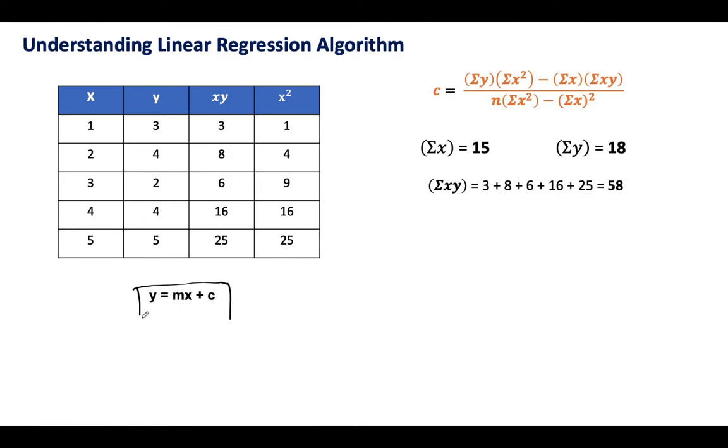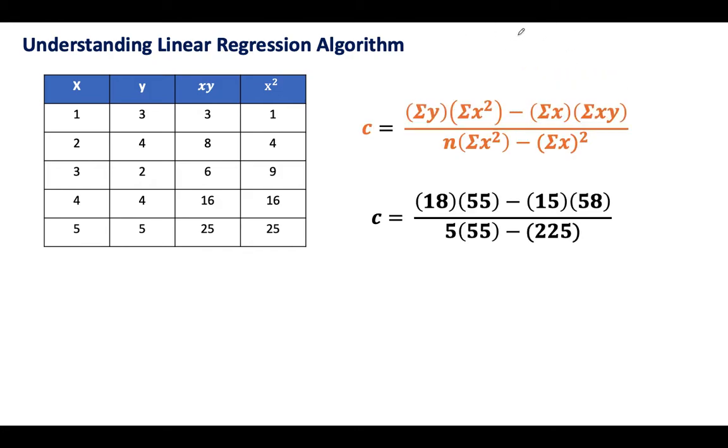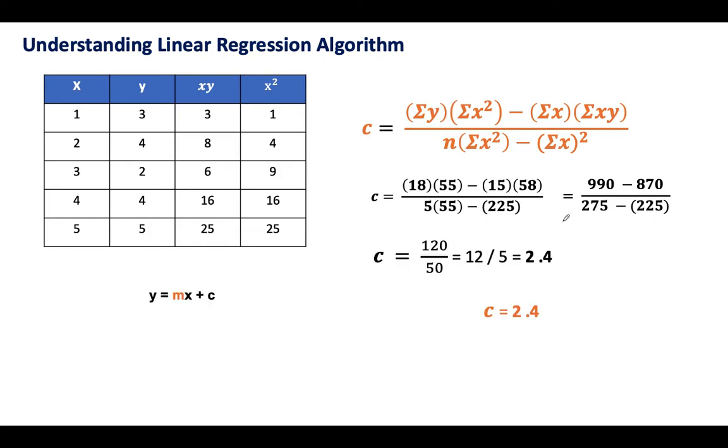Y equals mx plus c, which we have to fit on, right? So we have got all the points. Now what we are going to do is substitute the points with the values over there. So it is 18 multiplied by 55 minus 15 multiplied by 58, divided by 5 multiplied by 55 minus 225. From here we get c, that is equal to 120 by 50, that is equal to 2.4. So here we found that c is equal to 2.4, right?